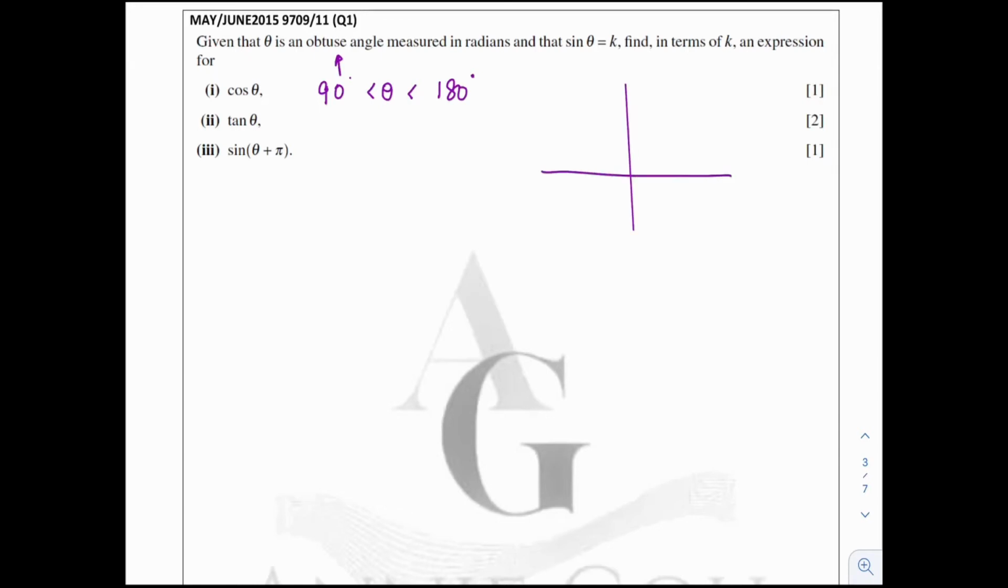Let's draw this. Add sugar to coffee, which means in the first quadrant, for all the trigonometries, sine, cos, tangent are all positive. But in the second quadrant, only sine is positive. As for the third quadrant, only tangent is positive. And for the fourth quadrant, only cos is positive. So for this question, it mentioned that the angle is an obtuse angle, which means it should be in the second quadrant. And it's given that sine theta equals k.